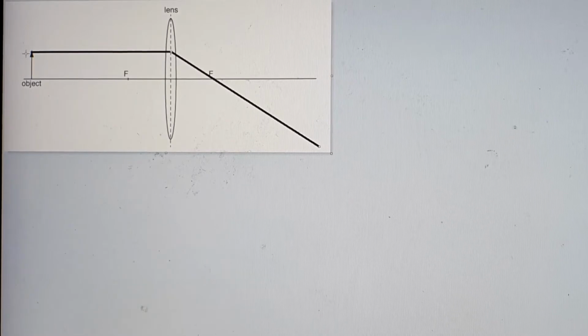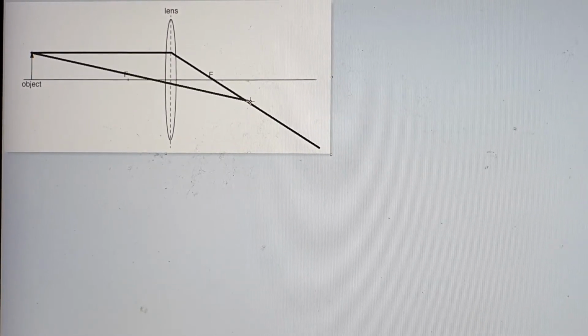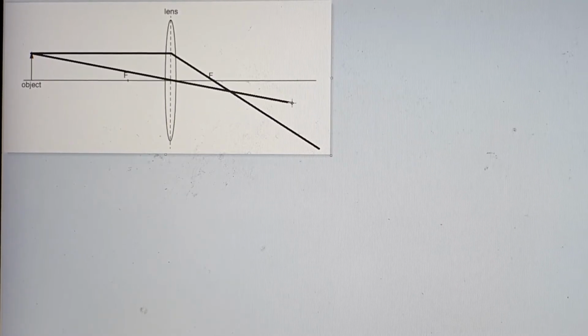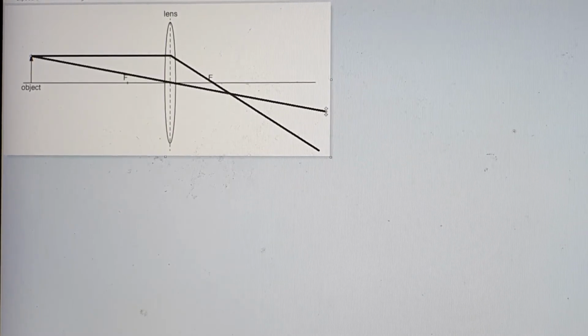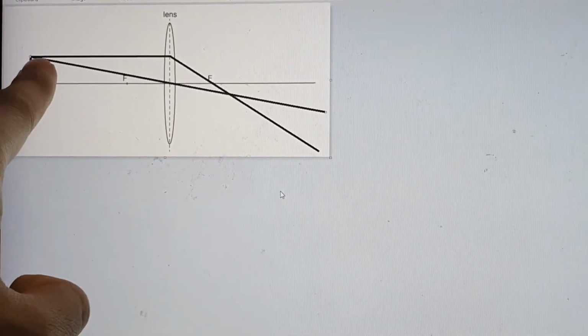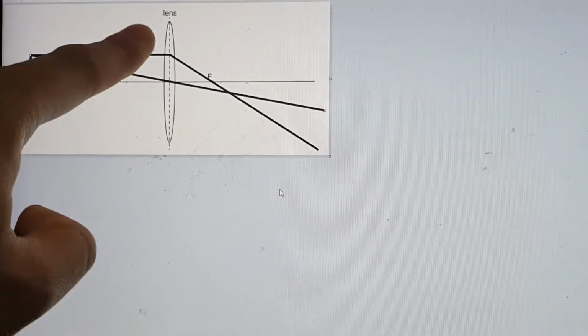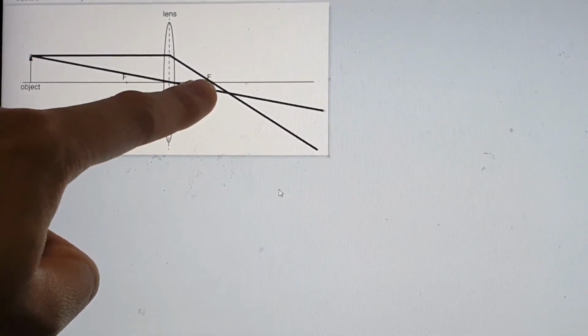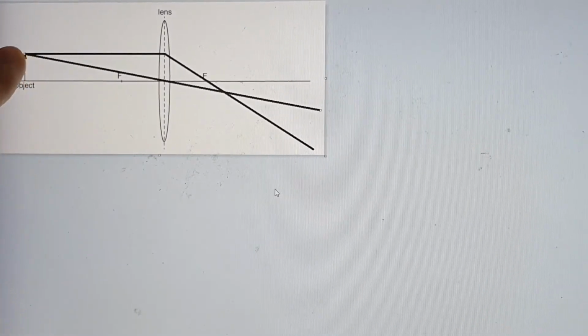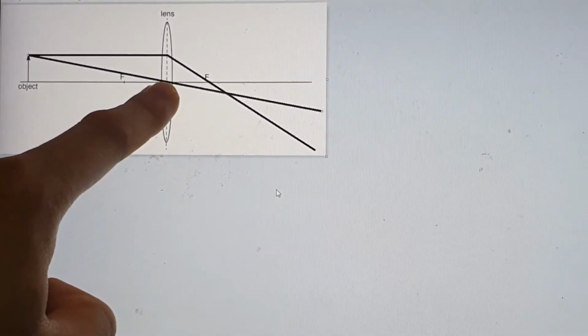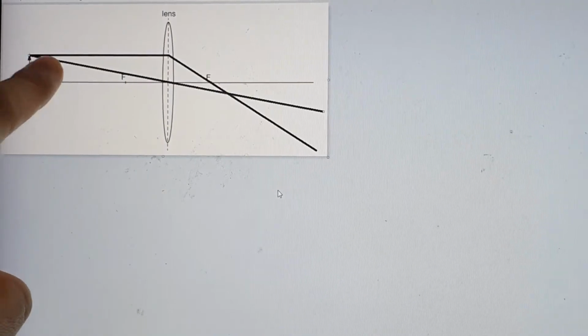The second line, from the top of the object, it has to go through the focus on the left-hand side. So it has to pass through the center of the lens, in a straight line. So the first line has to be parallel to the principal axis. Once it hits the lens, it has to pass through the focus, so you draw a straight line there. The second line, from the top of the object, has to pass through the middle of the lens, but there's no refraction, so it's just a straight line.